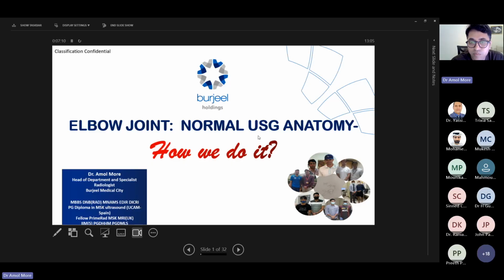Firstly is the anatomy of any MSK joint, which you should be knowing. You should be knowing the techniques of how to do that MSK ultrasound. Once you are confident enough about the anatomy of the joint, then you should be knowing the pathologies related to that. And once pathologies are known to you, then you should be knowing what all the interventions we should do for those pathologies in different joints.